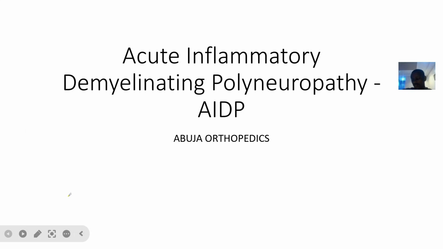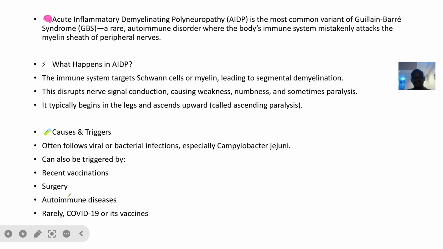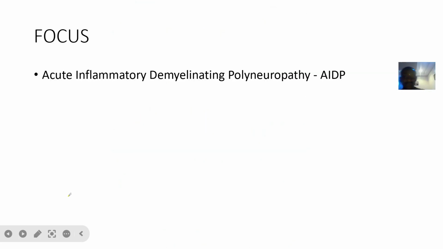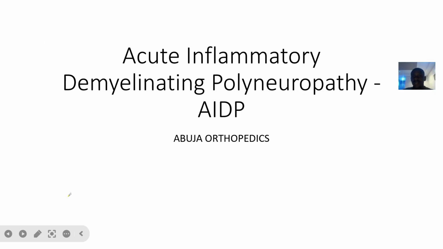So we'll look at another variant of Guillain-Barré syndrome. Yeah, it's a variant of Guillain-Barré syndrome. So this is what is known as what? The AIDP. Alright, most of the time we see it being written as AIDP. So this is acute inflammatory demyelinating polyneuropathy.